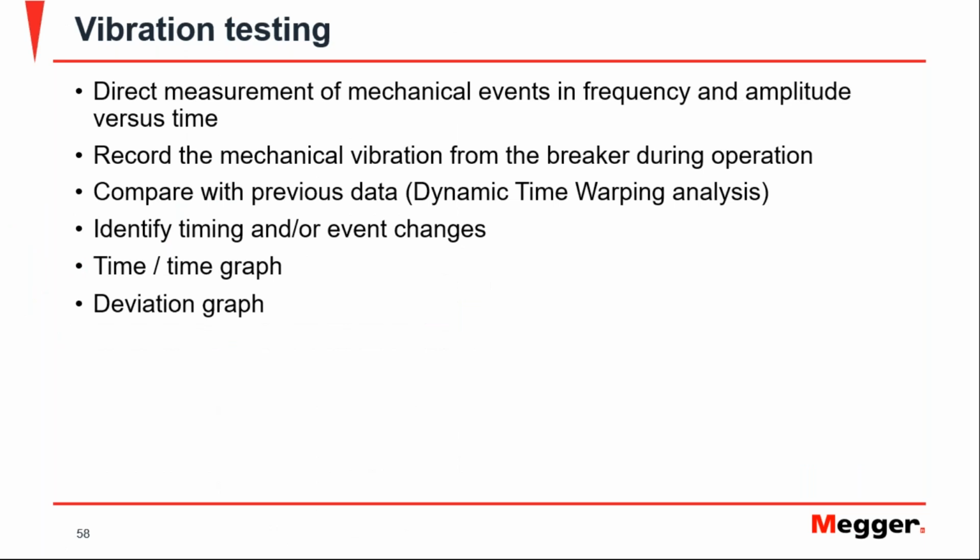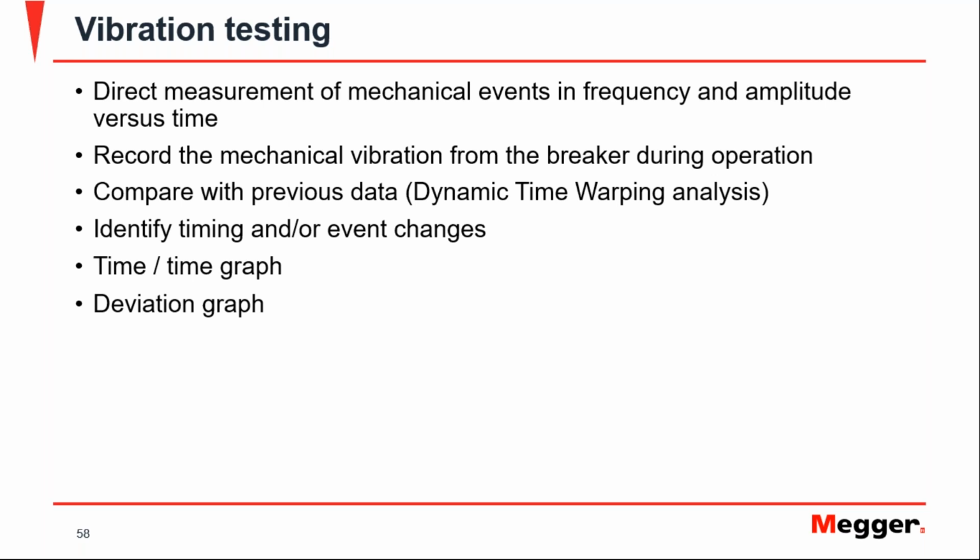And what is done with the vibration test? Well, it is a direct measurement of the mechanical events in the frequency and amplitude domain versus time. The purpose is to record the mechanical vibration while the breaker is operating, and while you're monitoring other things in the breaker, like the coil, the timing, the travel, and you can correlate things there and do the analysis with the different curves that you obtain.